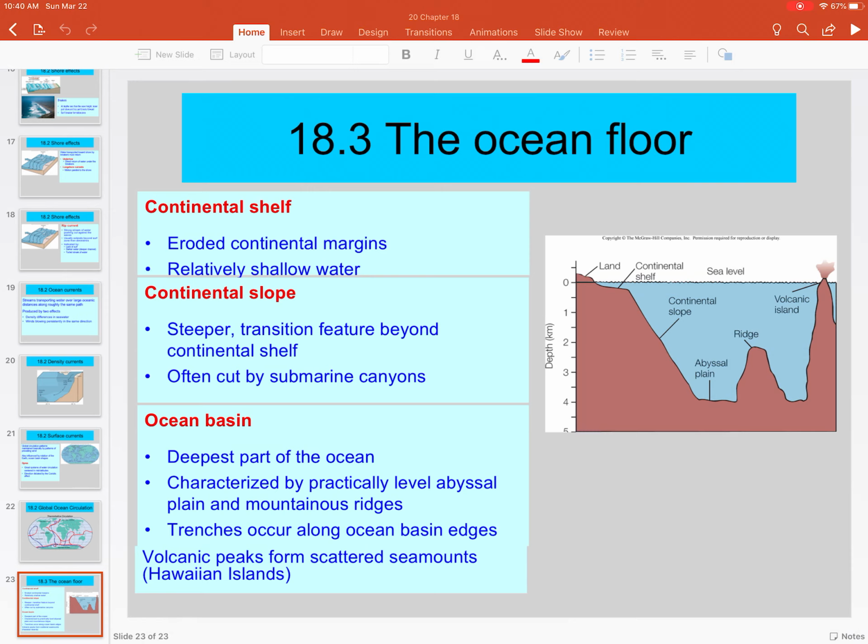Most of our life is going to occur along the continental shelf, but the majority of the ocean is held within the continental slope. Then we have this area called the oceanic basin, which is the deepest part of the ocean. It's characterized by practically level abyssal plains, which is a perfect name.